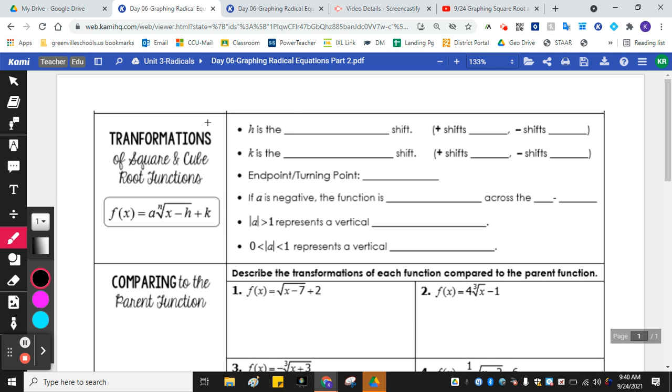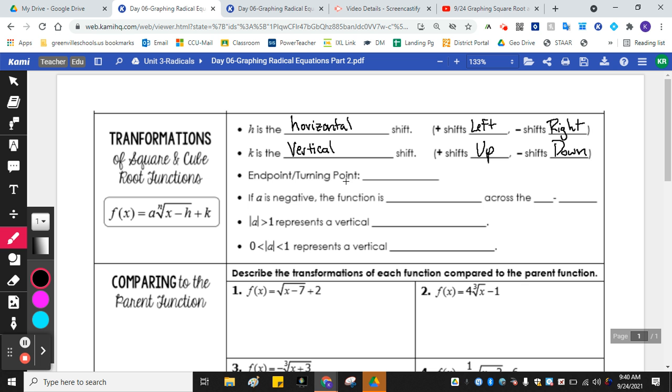H is a horizontal shift, left to right. Positive will be to the left. Negative is to the right. K is a vertical shift. Positive is up. Negative is down.